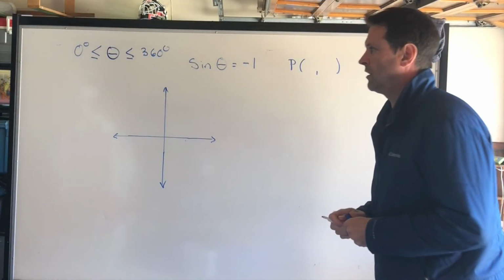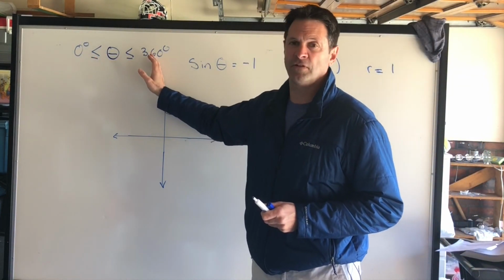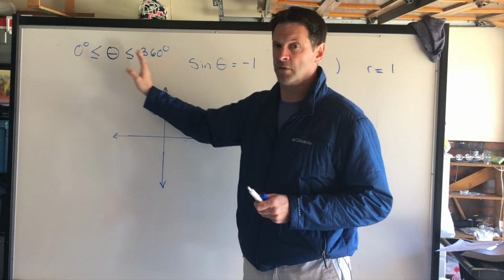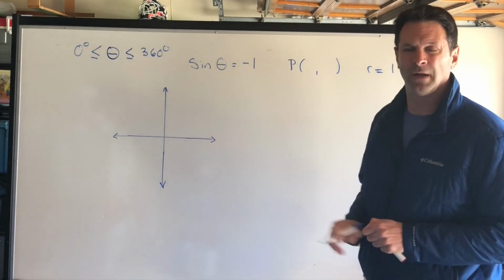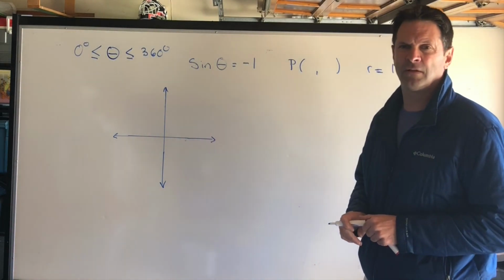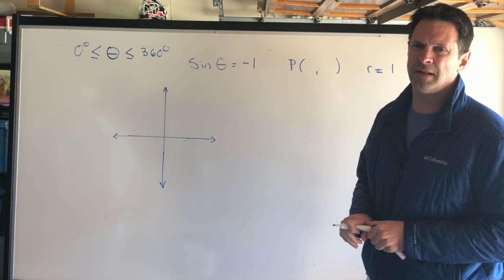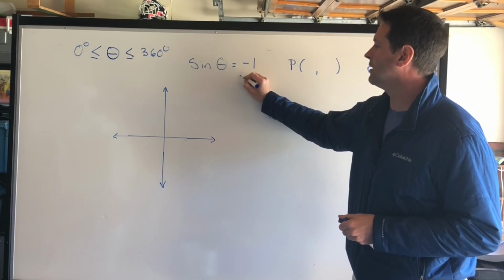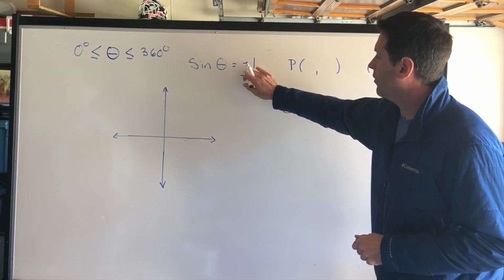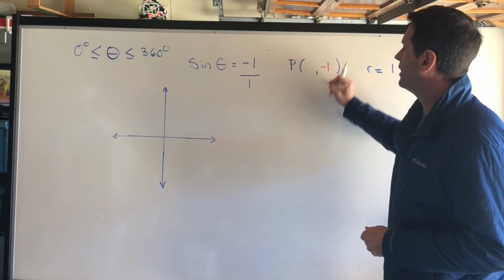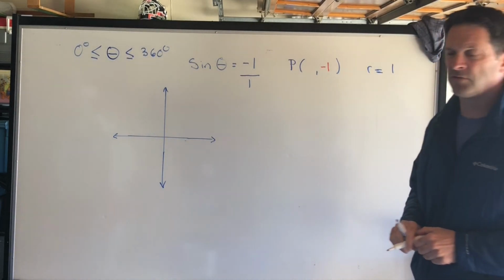Okay, here's another one for you. Theta is between 0 and 360 degrees, or could include 0 or 360 degrees. The sine value of theta is equal to negative 1. Which angle in standard position has a sine value of negative 1? Well, negative 1, if you write that as a fraction, that would be negative 1 over 1. So what do we know about point P? We know that the y coordinate is negative 1, and we know that the length of r is 1. Well, how is that possible?